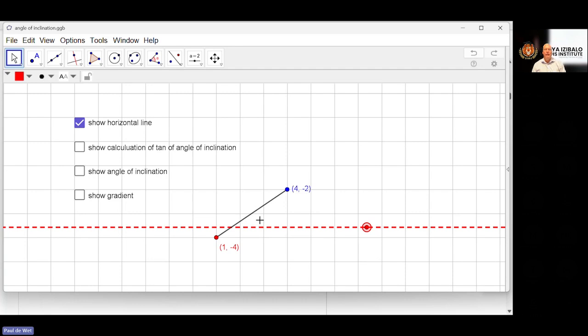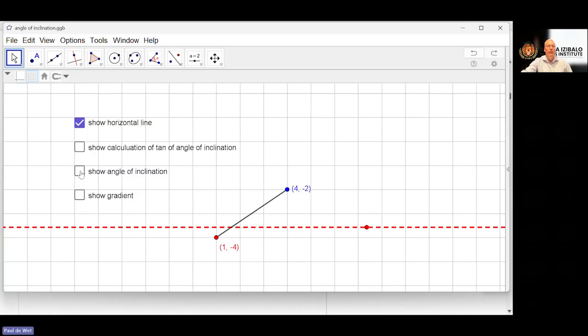The gradient, okay. What did you get for the gradient? 2/3. Guys, it's actually going up 2 and it's running across 3. That's 0.67. Then what did you do? So tan theta is equal to gradient. What did you get for theta? Okay, there it is. Sorry, my computer's down. There's the angle of inclination: 33.69. Well done.